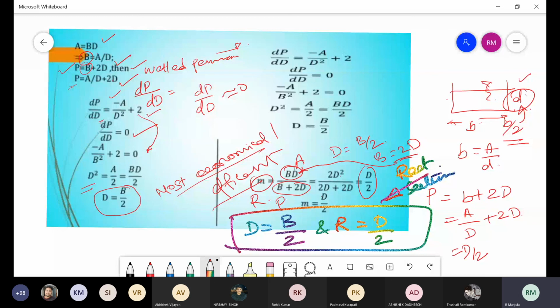Now, similarly, we will find out what could be the most economical cross section for a trapezoidal section. This is for the rectangular section. When it is a trapezoidal section, what is the most economical cross section?